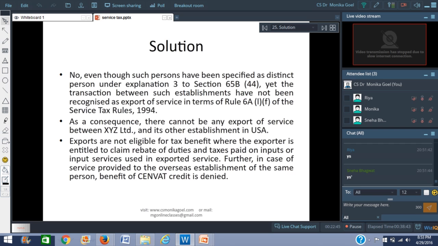The situation is clear: though the explanation says that these are distinct persons, it has not been recognized as an export of service under the service tax rules, right? Is it clear?